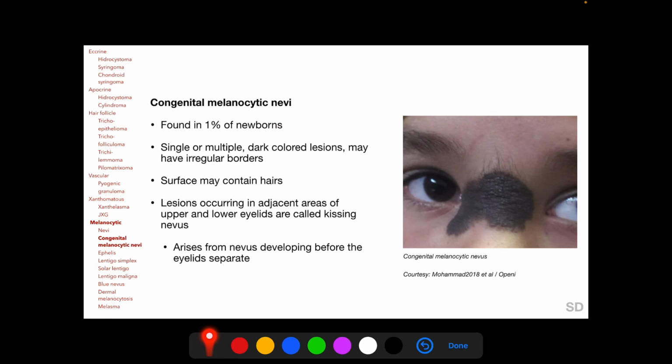Unlike that of simple nevi, they appear as single or multiple dark colored lesions having irregular borders. The surface may contain hairs, as we see here. Kissing nevus consists of congenital melanocytic nevi occurring in adjacent areas of the upper and lower eyelids. This arises from a nevus developing before the eyelids separate.